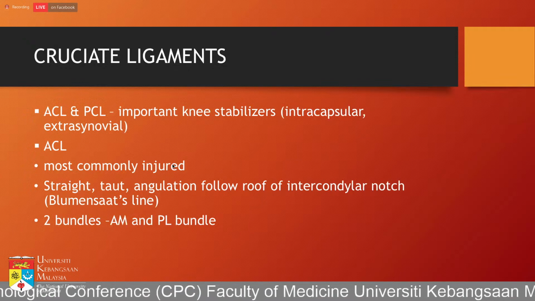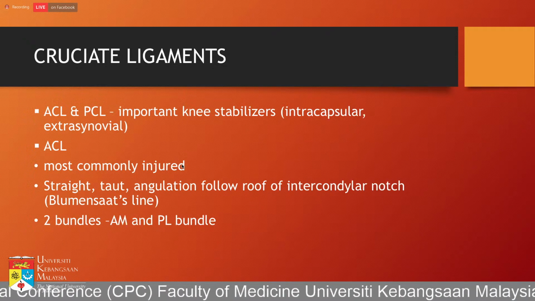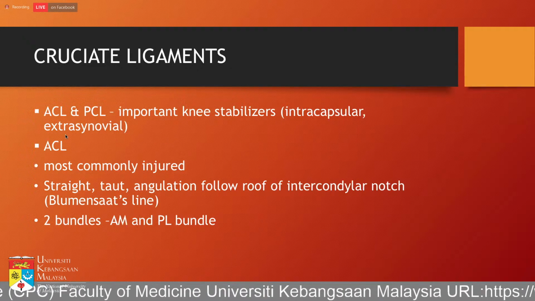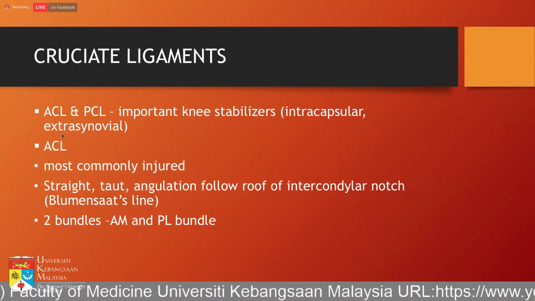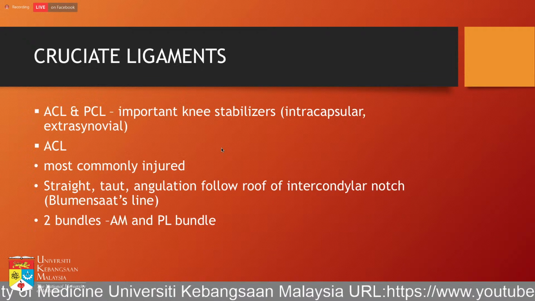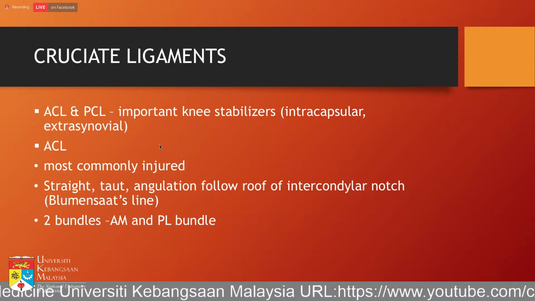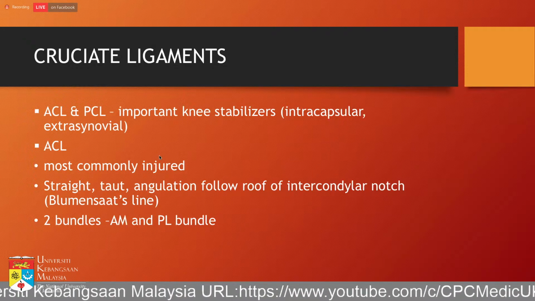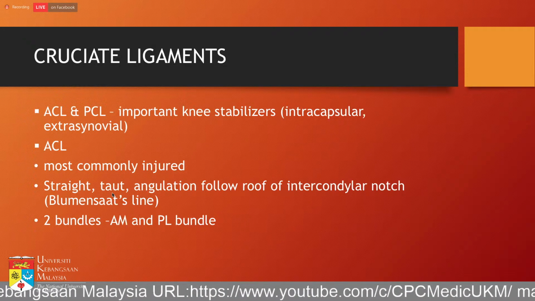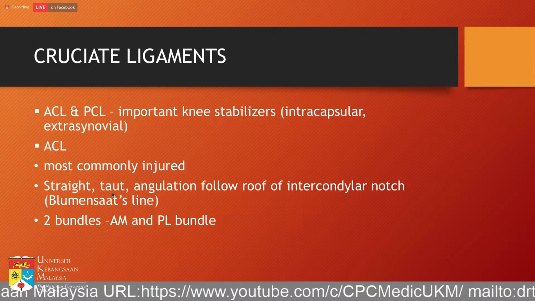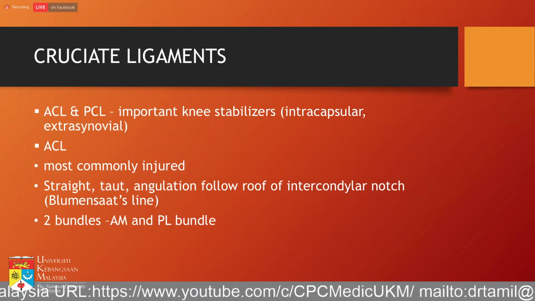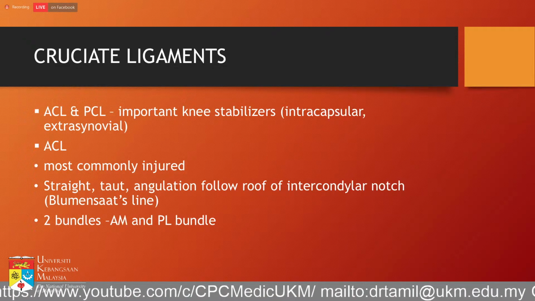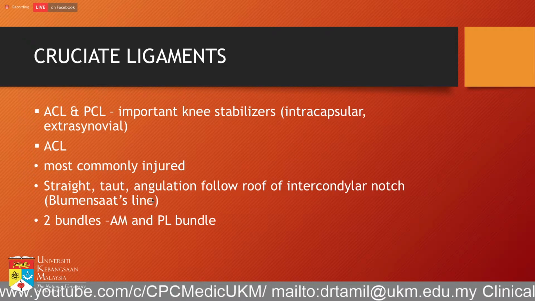A bit about the cruciate ligament for the benefit of the medical students. The important knee stabilizers would be the anterior cruciate ligament and the posterior cruciate ligament. They are intracapsular and extrasynovial in location, and the most commonly injured is the ACL. As I showed you just now, the ACL should be straight and taut, and the angulation should follow the roof of the intercondylar notch, or what we call the Blumensaat line.